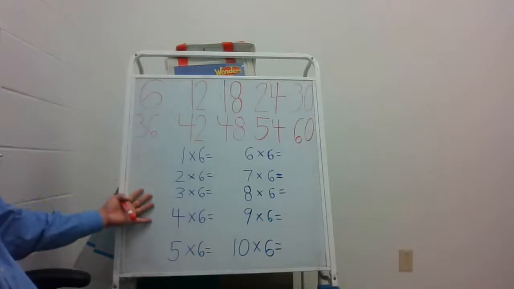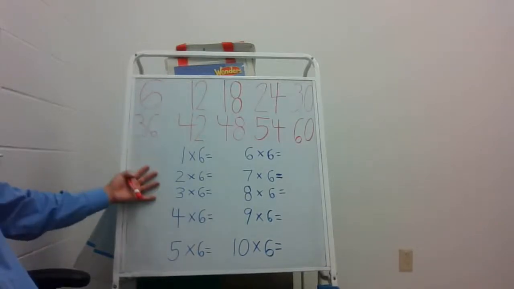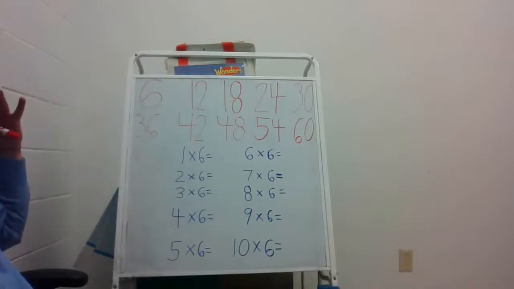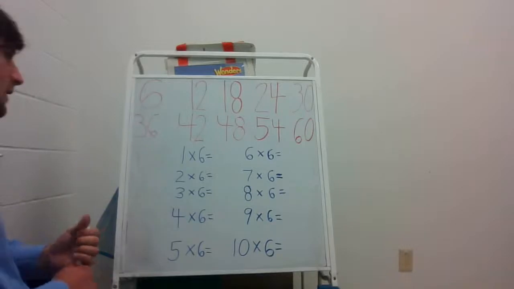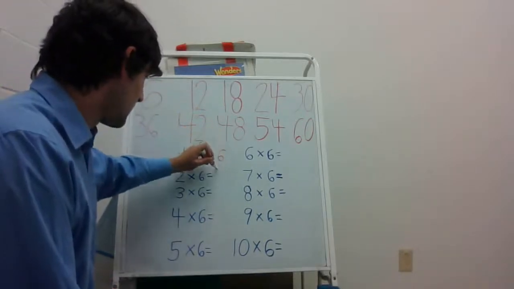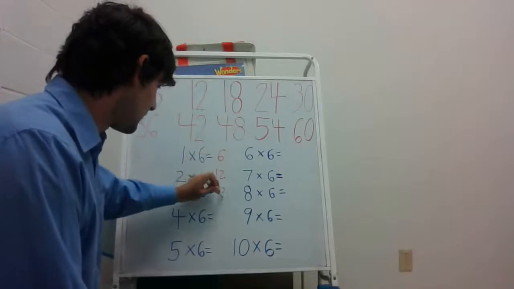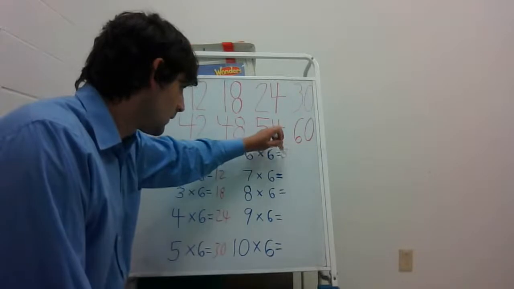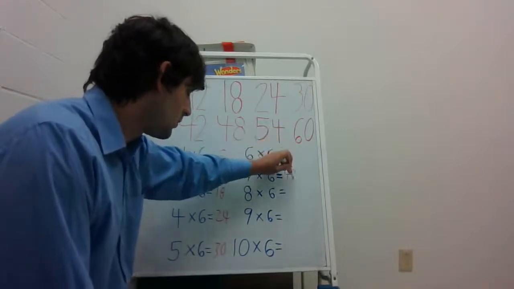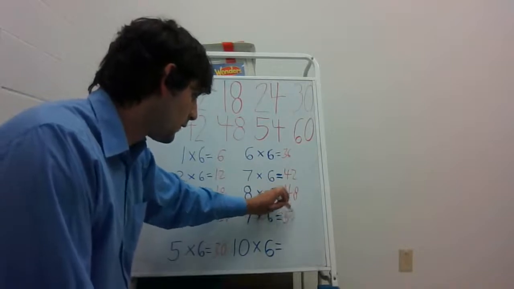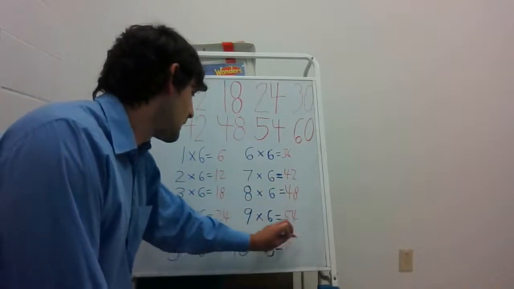Now, as you can see, I have all of the multiplication problems within the 6-fact family written here. And I'm going to solve them by skip counting from 6 to 60. Here we go. 6, 12, 18, 24, 30, 36, 42, 48, 54, 60.